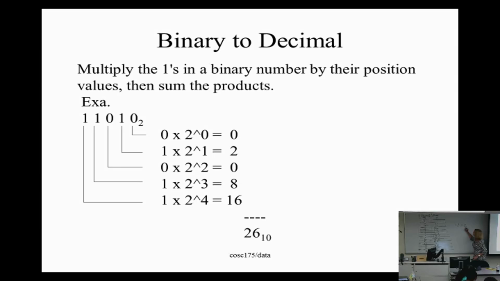This time the value here is 0, and what am I going to multiply it by? What base is this? 2. And which position is this? What did we do when we did tens? 2 to the 0, which is 1. That equals 0. Let's carry down. The 1 is the digit. We're going to multiply that times 2 to the 1, which is 2. So what's the answer here?